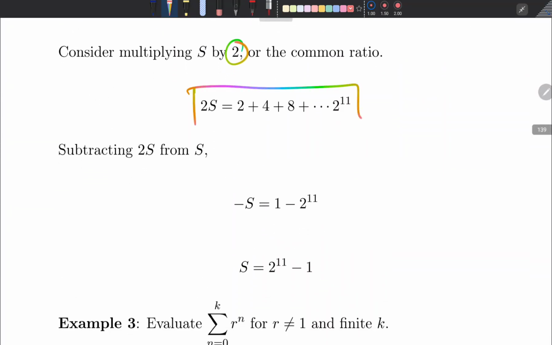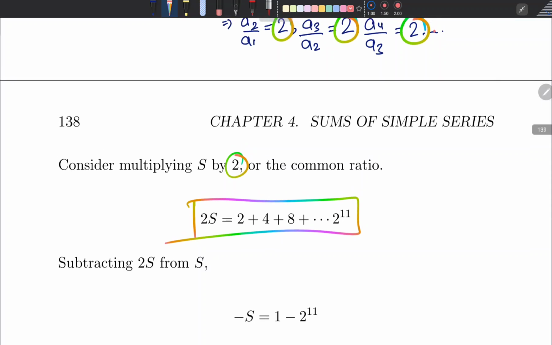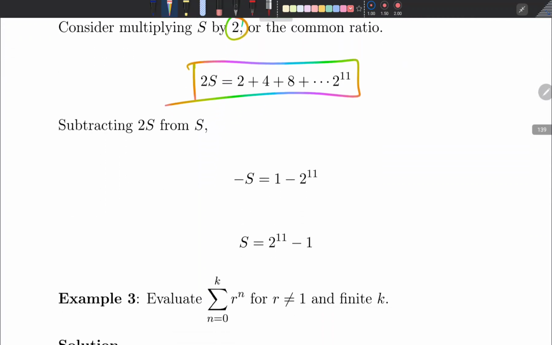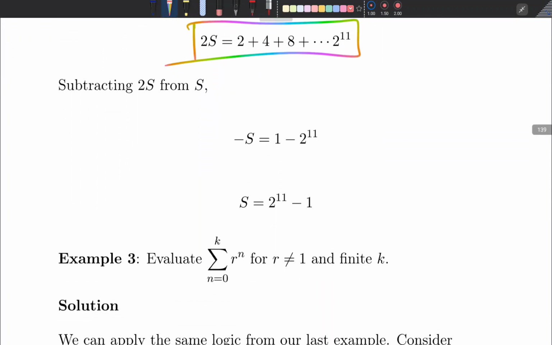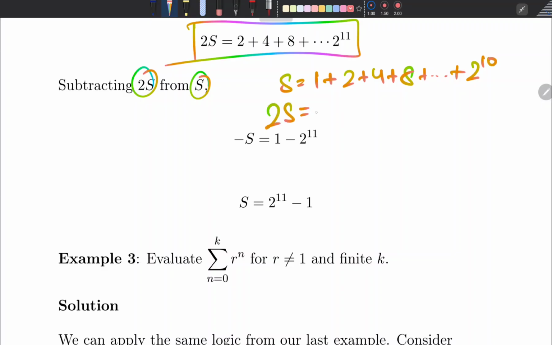So what we get is 2s equals 2 plus 4 plus 8 plus dot dot dot up to 2 to the 11, right? And now subtracting 2s from s, so basically we were having s equals 1 plus 2 plus 4 plus 8 plus dot dot dot 2 to the 10, and we are having 2s as 2 plus 4 plus 8 plus 16 plus dot dot dot plus 2 to the 11, right? And now what we have to do is subtract it down.